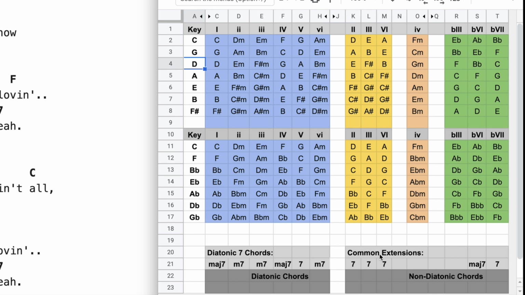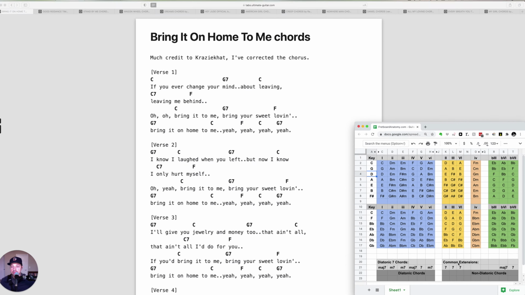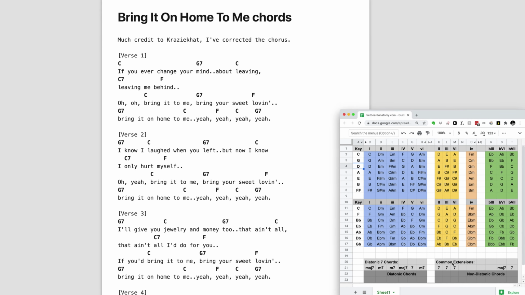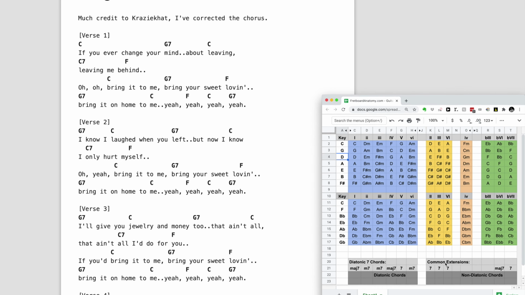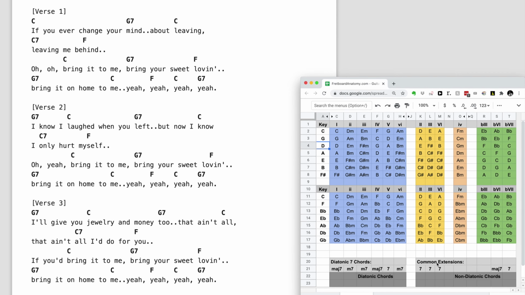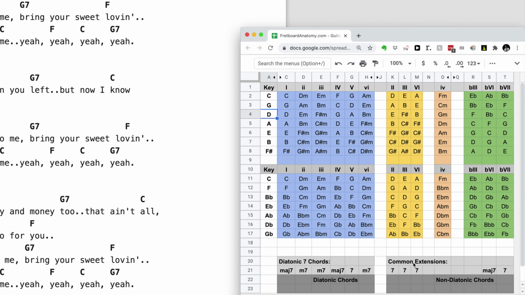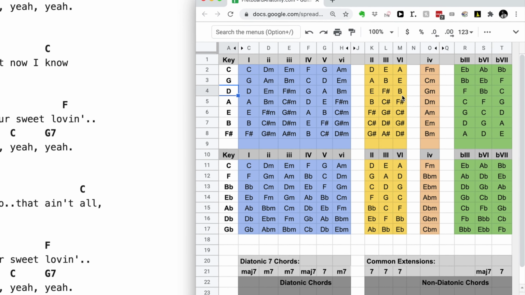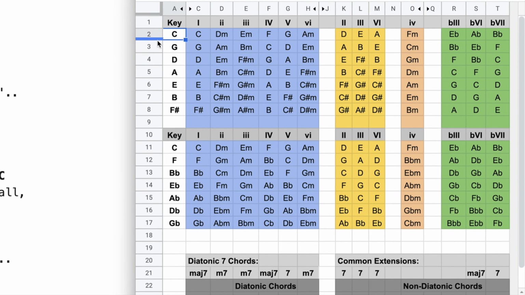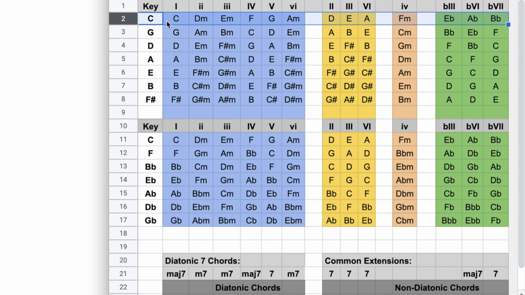Okay, speaking of Bring It On Home to Me, this one, we're looking at it. C, G7, C, C7, F. Okay, right here we're looking at probably the key of C, because look, here's C, here's F, here's G.